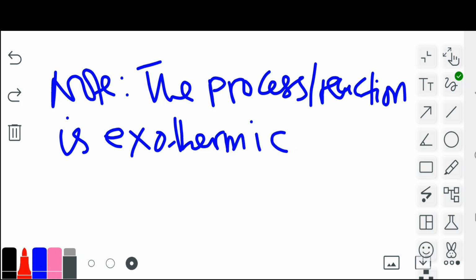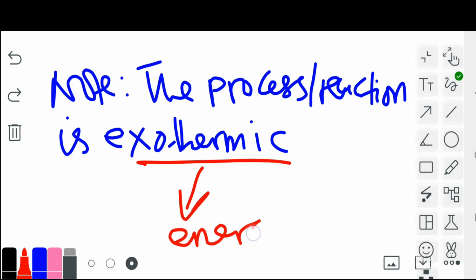So what we mean by this word exothermic, we are talking about in terms of energy. So is energy produced or not produced? If energy is produced, then we are saying that this is exo, so produced outside into the environment. So that is exothermic.